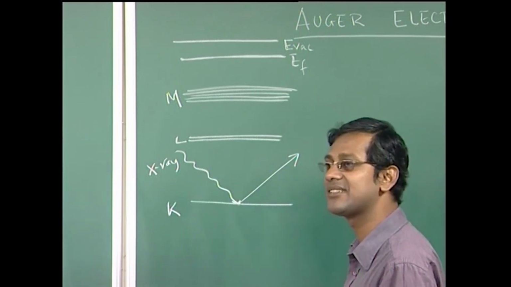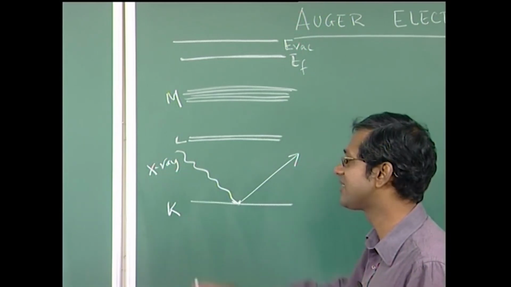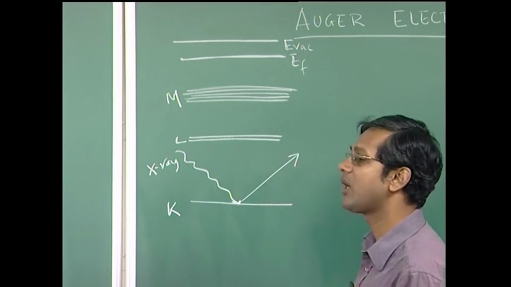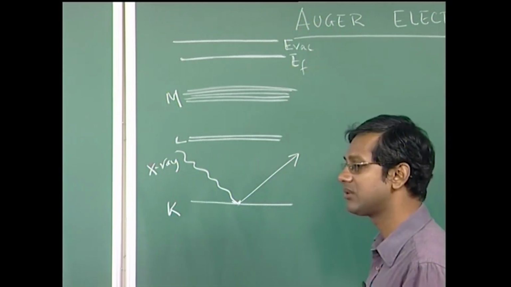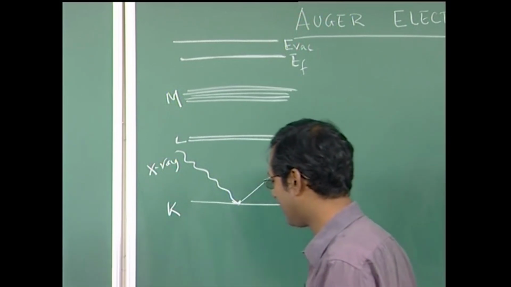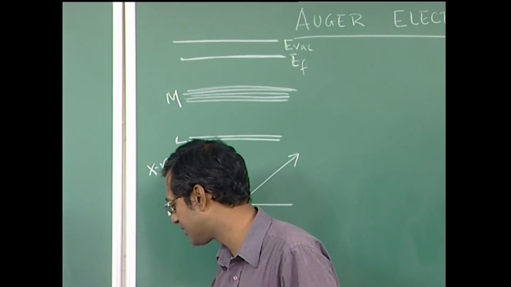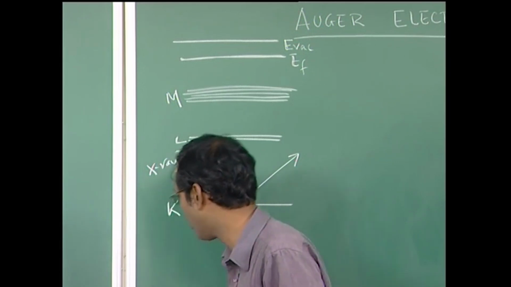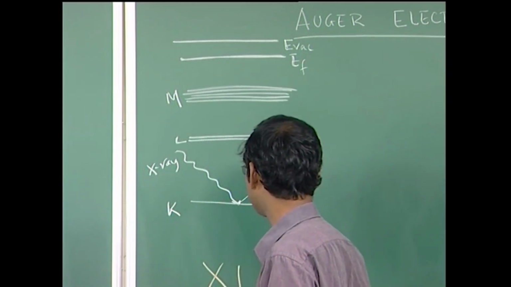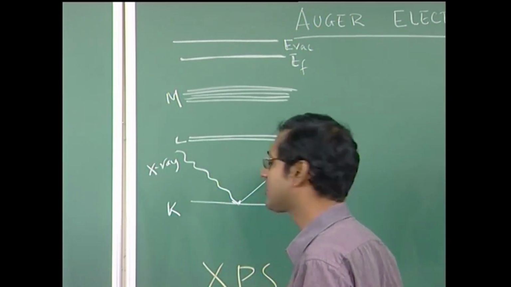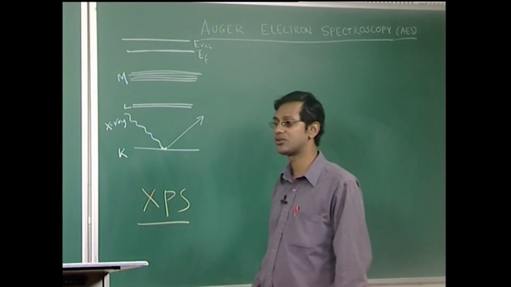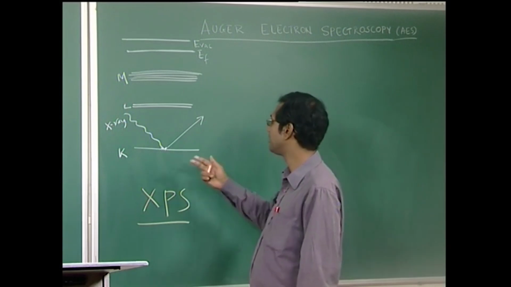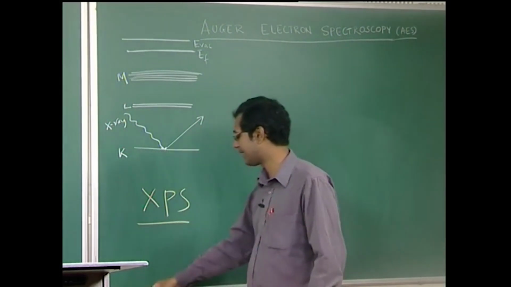Because of this excess energy of the incident X-ray, the ejected electron will have a lot of kinetic energy, and because of this high kinetic energy, this electron will go out, and that is what we measure in XPS. So this is what is used in XPS, as you know. I have discussed that. This is a radiative process, and it also creates a hole in the K level.